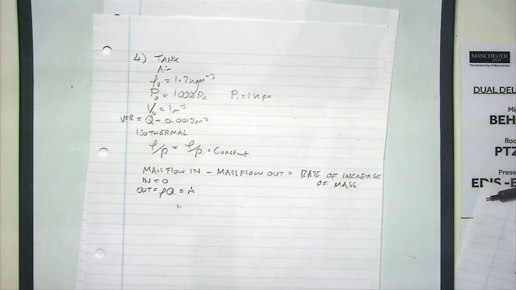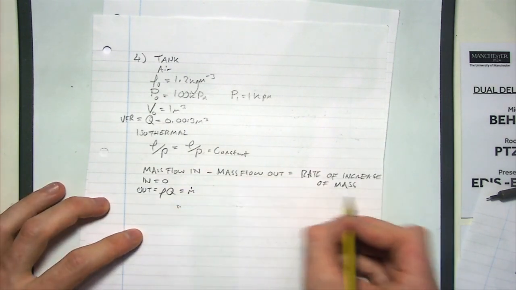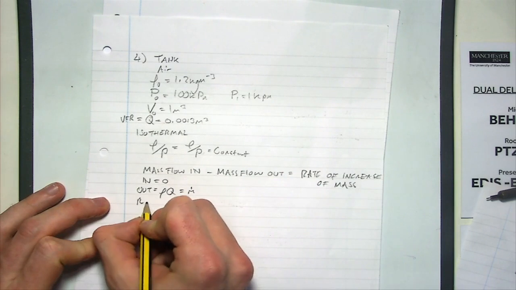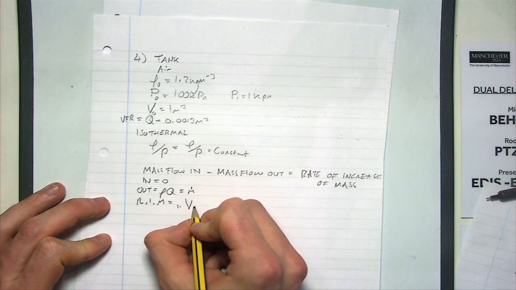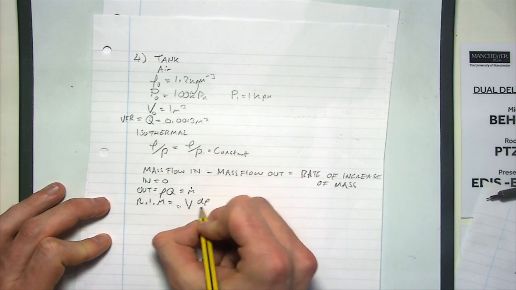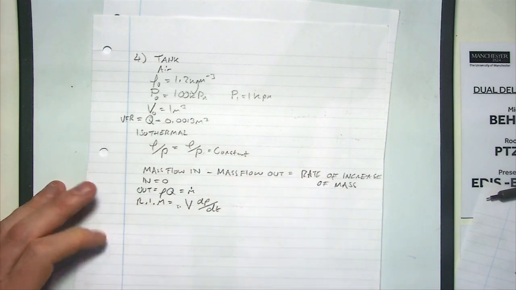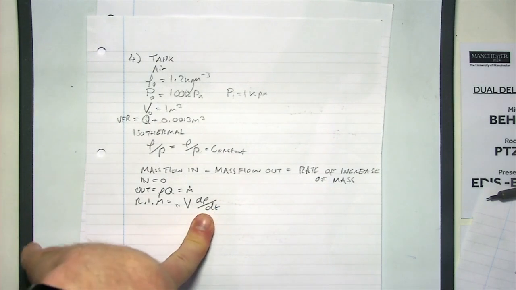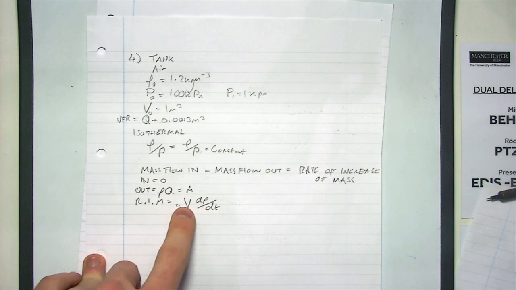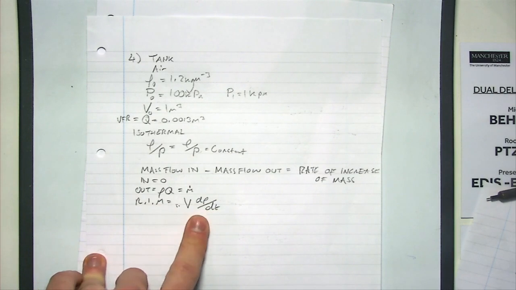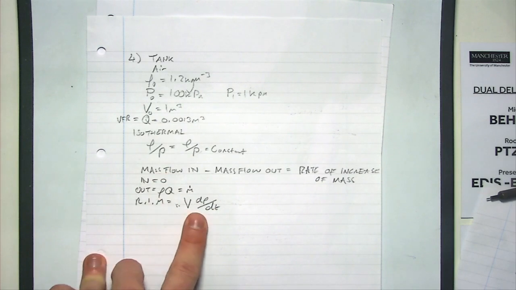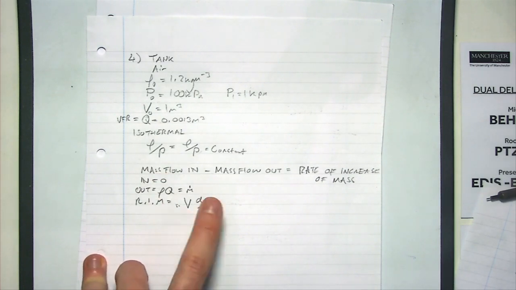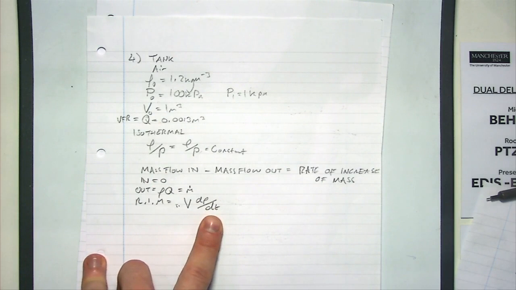Right, and then the rate of increase of mass. So that's this part of the equation. I'm going to write that as RIM, and that equals the volume times the change in density with the change in time. The rate of increase in mass. Are we happy with what that means? Change in density with a change in time times the volume tells us the rate that the mass is changing in the tank. In this case, this value will end up being negative because the tank is being drained, but it won't necessarily be negative. It's just in this case it's negative.